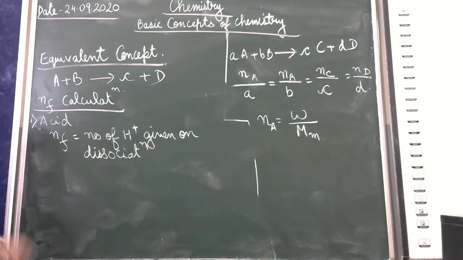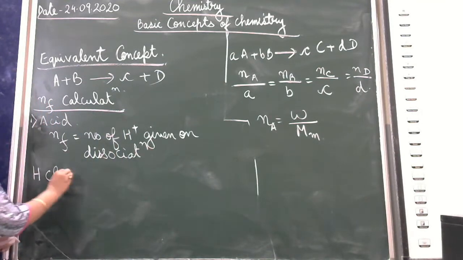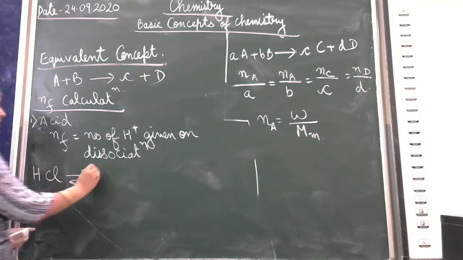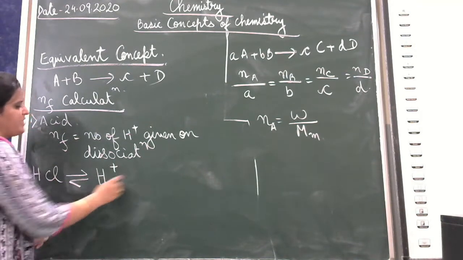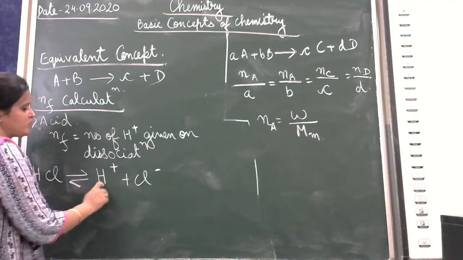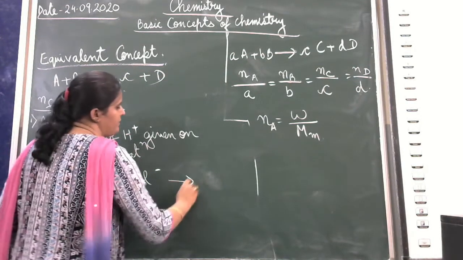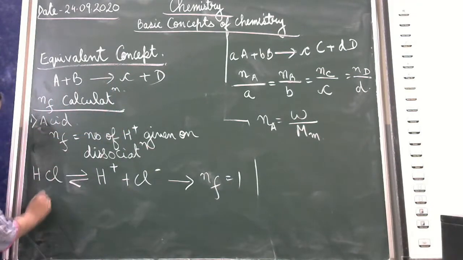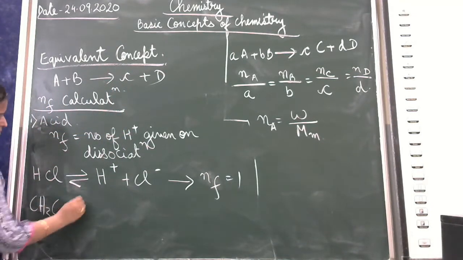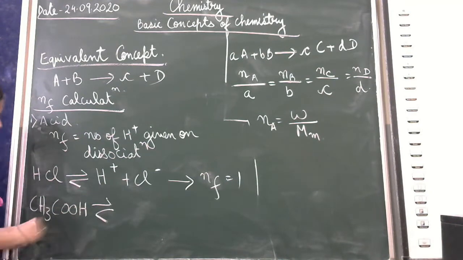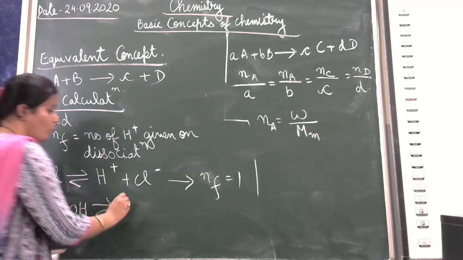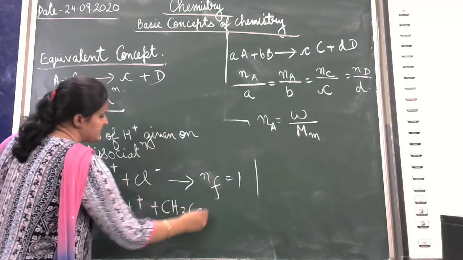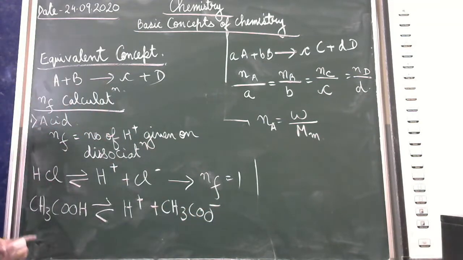Okay, like for example HCl. HCl will dissociate to give us how many H plus ions? It will give us 1 H plus and the Cl minus. So for HCl the n factor will be what? N factor will be 1. Okay, similarly if it is acetic acid, acetic acid will also dissociate to give me 1 H plus. Remember this. Acetic acid is a monobasic acid.